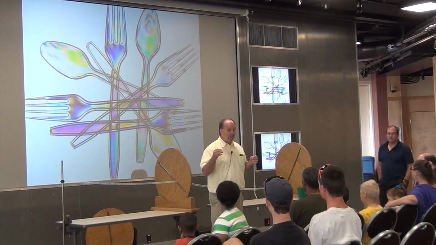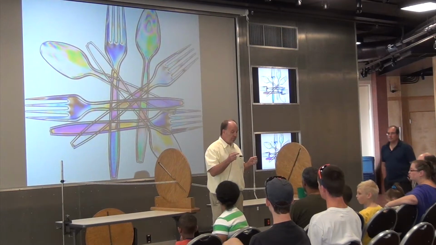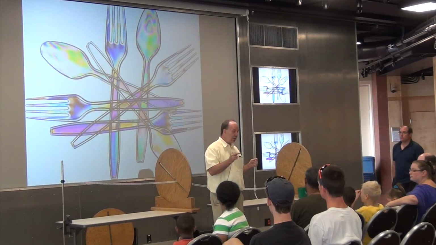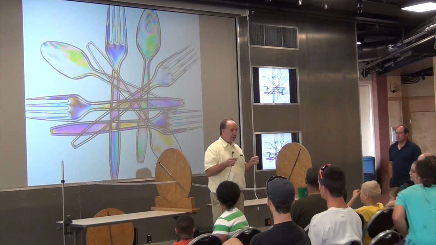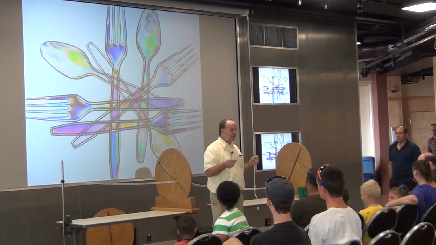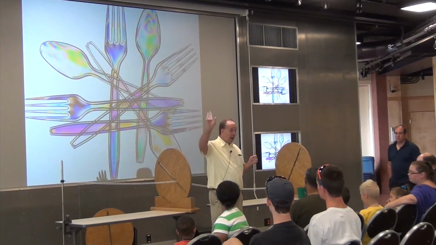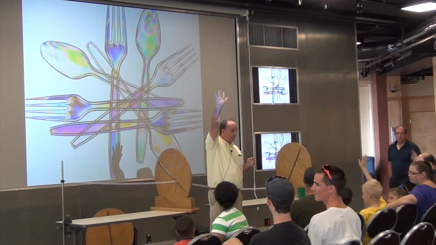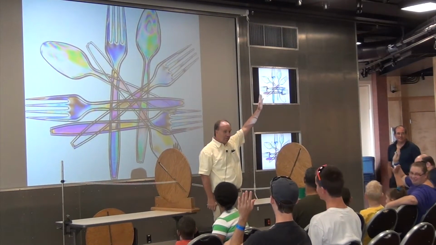Okay? One thing I want to ask before we really get started is, are there different kinds of light? Think about that. Are there different kinds of light? I think maybe yes. How many think yes? Different kinds of light? And then how many think no? Okay. Good.